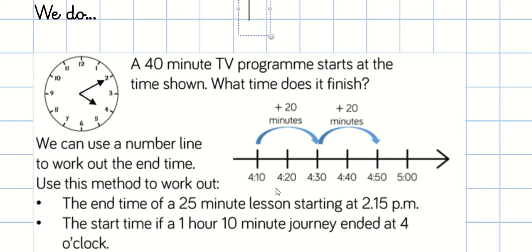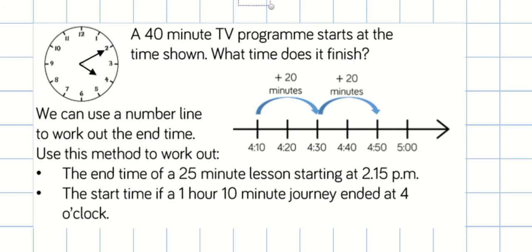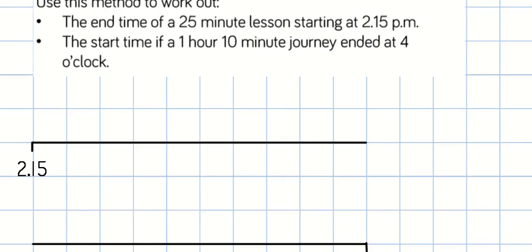Well, they've drawn a number line, and they can see it starts at 4:10. And they've jumped on 20 minutes, and they've done intervals of 10 minutes at the bottom. So two jumps of 20 minutes to make 40 minutes takes them to 4:50. So they know that a 40-minute TV programme starting at 4:10 is going to end at 4:50. Can we use this method to work out the end time of a 25-minute lesson starting at 2:15?